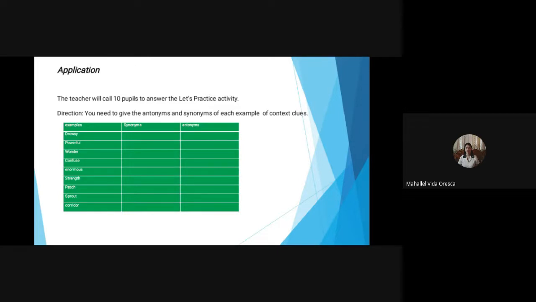And now, who wants to answer this practice activity? The direction is you need to give the antonyms and synonyms of each example of context clues. I'll give you 5 minutes for this activity. Just let me know if you're done. Okay, very good.